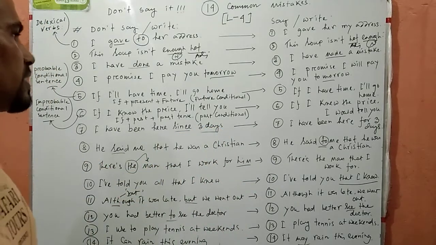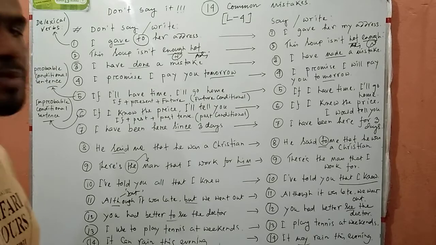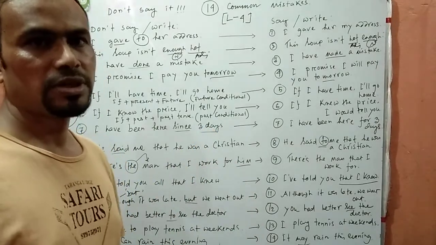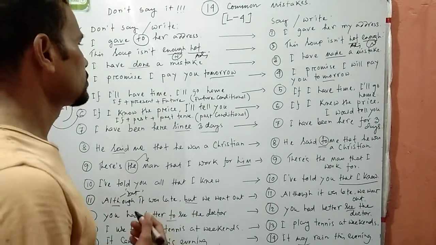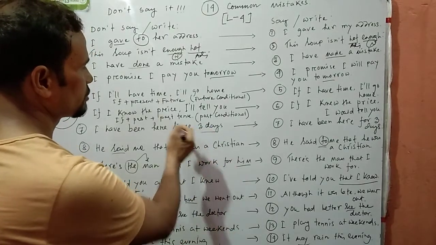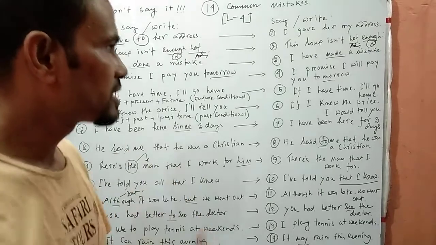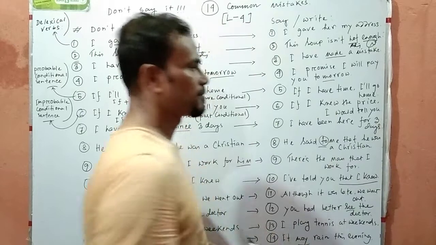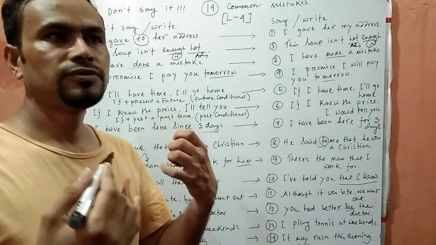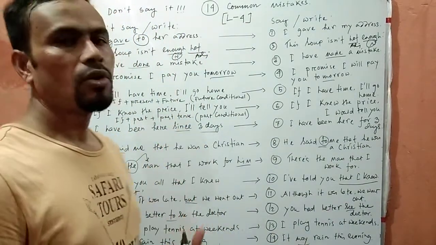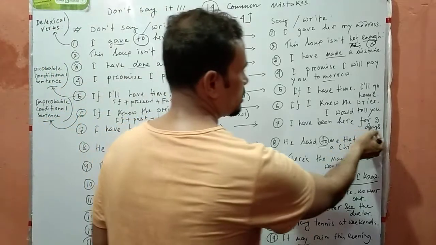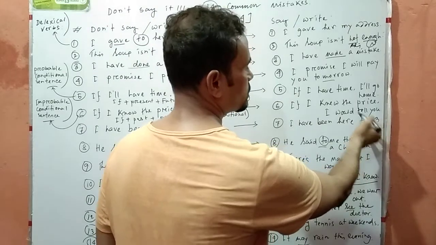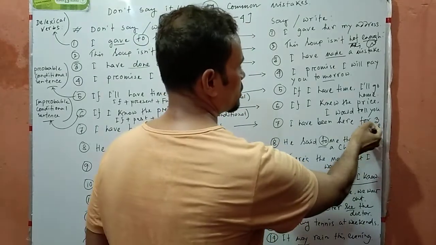I have been here since 3 days. This sentence is not correct because 3 days is a length of time. That's why we cannot use since before 3 days. So the correct sentence is, I have been here for 3 days. In case of length of time, we always use for, before a length of time. 3 days is a length of time, that's why we use for.